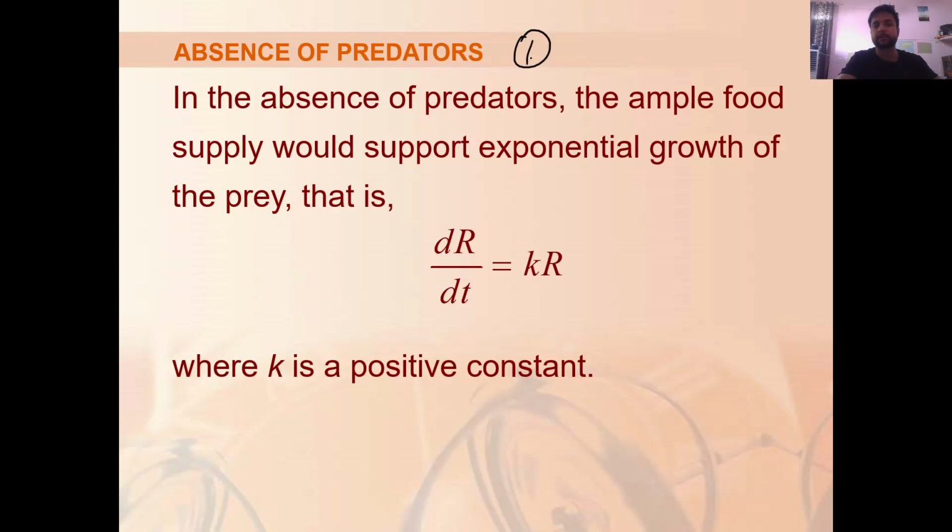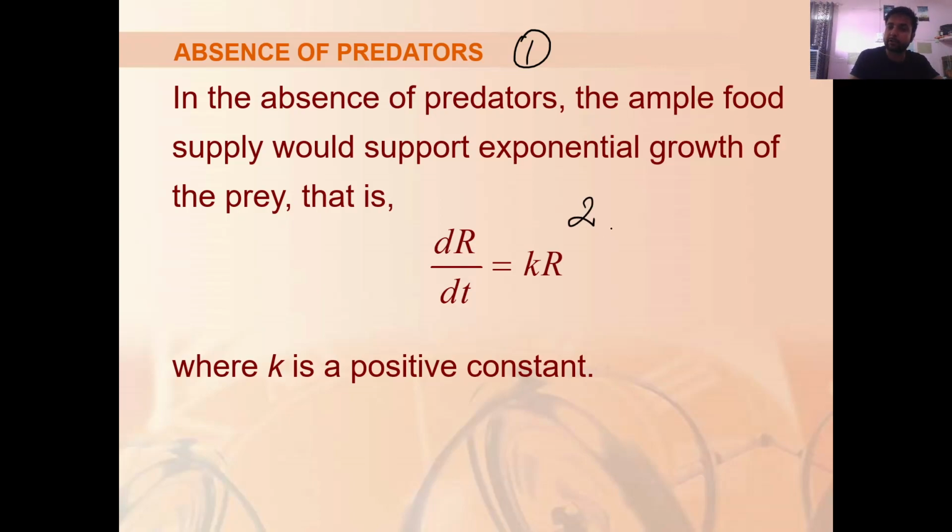Suppose there are no predators, which means rabbits are free to roam wherever they want to, free to do whatever they want to. They can eat whatever they want. So what will happen then? Basically, they will show growth. They will have an ample amount of food available, so they will show exponential growth.